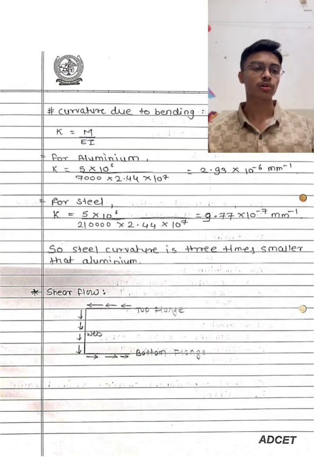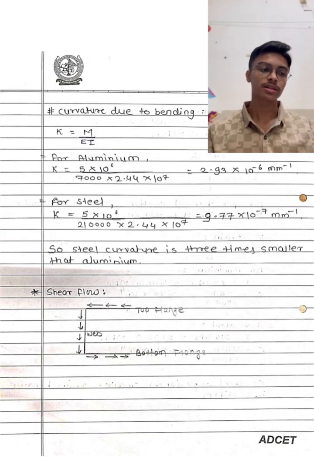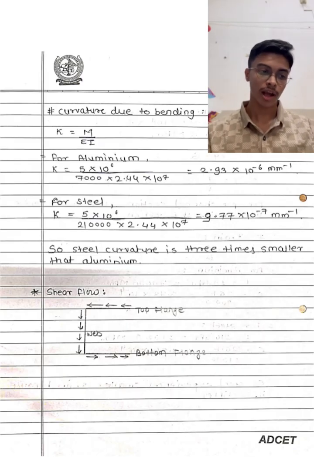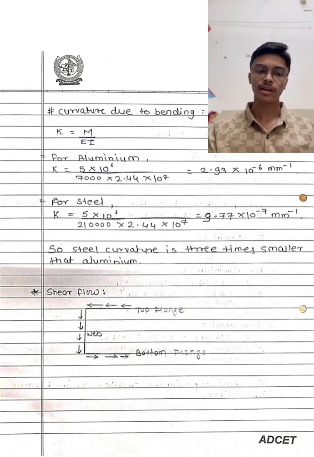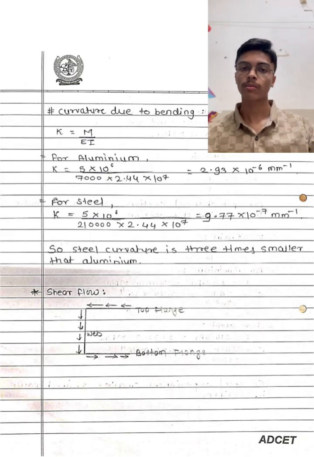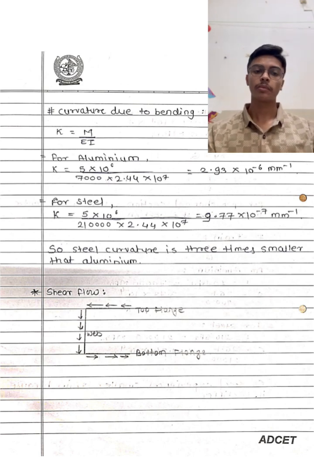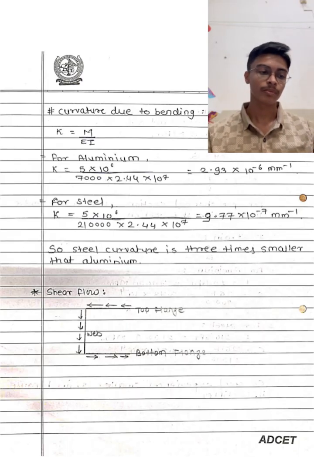Now we have the formula for curvature due to bending. Curvature is denoted by K, so K is equal to M by EI. Firstly we calculate it for aluminium. For aluminium, K will be equal to 2.93 into 10 to the power minus 6 millimeter to the power minus 1. And for steel, the curvature due to bending will be equal to 9.77 into 10 to the power minus 7 millimeter to the power minus 1. So steel curvature is 3 times smaller than aluminium.